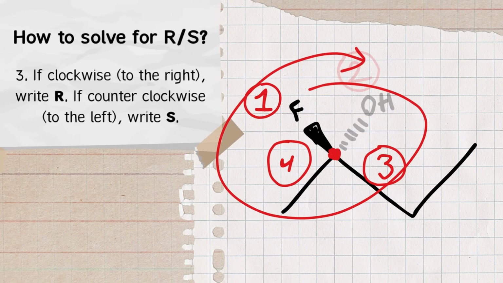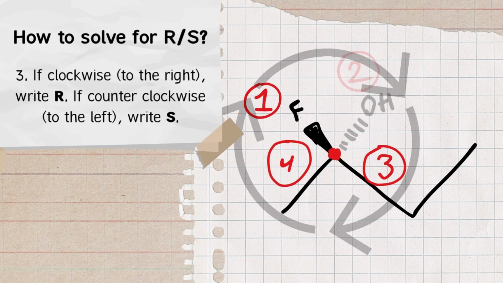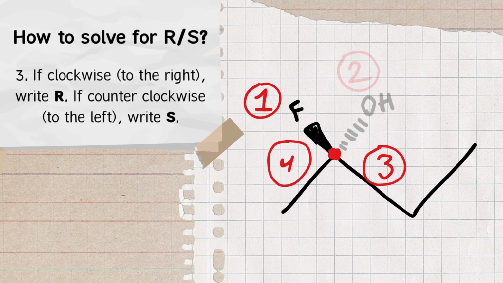That leads into step 3. Check if that arrow points clockwise as in to the right. That'll make your answer R. Or counterclockwise as in left for S. This is clockwise, right? So that's R.